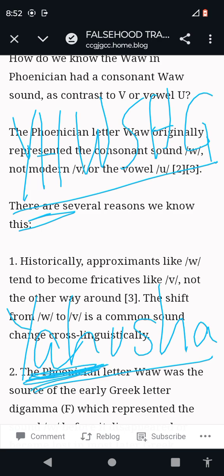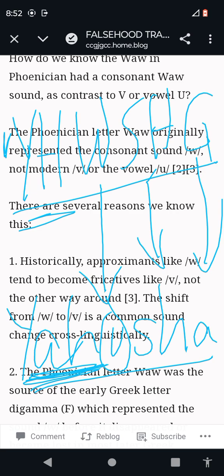We just discussed that. But now they're transforming the W into a U. But we just read right over here that the Phoenician letter Wa originally represented the consonant W, not the modern V and not the vowel U. So they have changed the W into a U. They've left the SH, and the G is represented by a quiescent A.